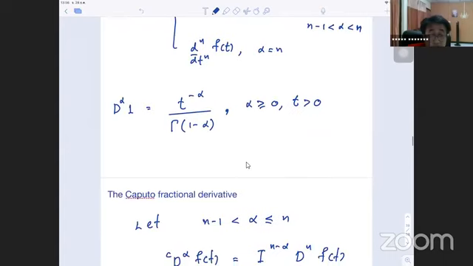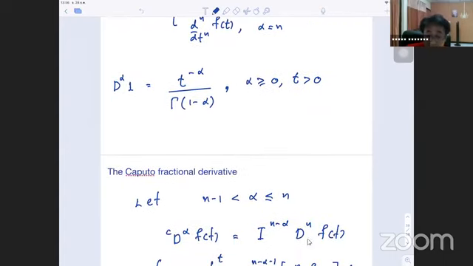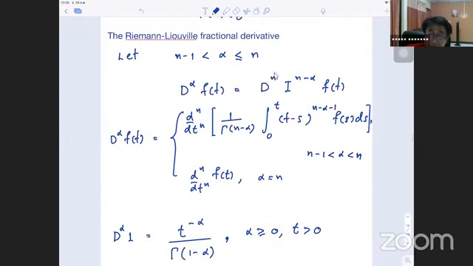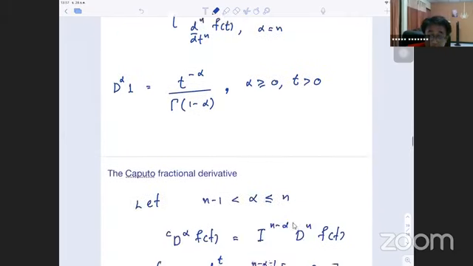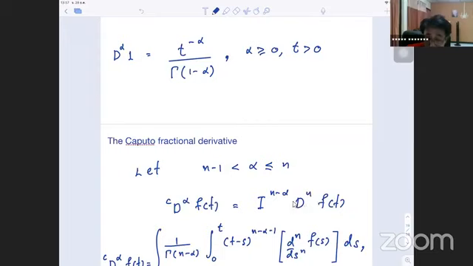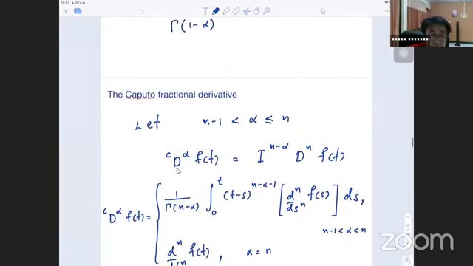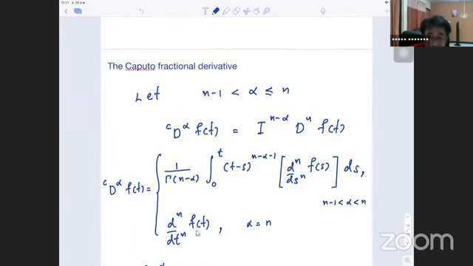Then they define the Caputo fractional derivative. The Caputo is different from the Riemann. The Riemann has the integer order on the left, but the Caputo has the integer order on the right. This is the difference between the two definitions, Riemann-Liouville and Caputo fractional derivative. The formula of the Caputo fractional derivative is here.